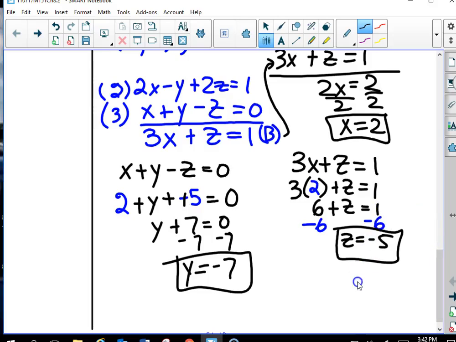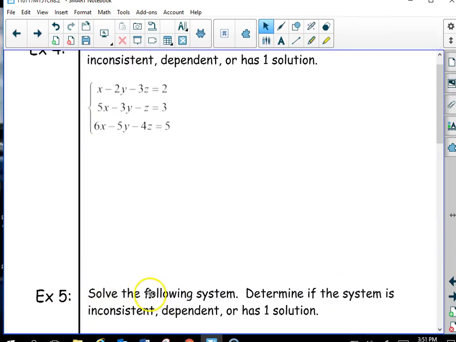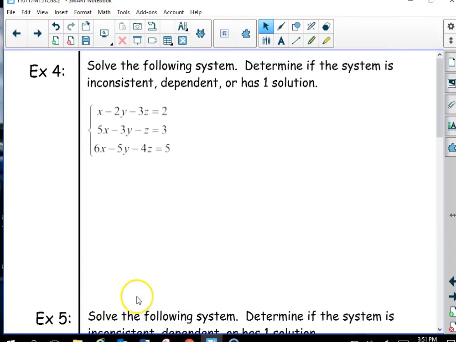x, y, and z. Okay, another system of three variables, three equations. Now this is pretty close to the way the quiz works. When they ask you this, you should probably expect that it's not going to have a solution. It's either going to be inconsistent or dependent, but let's see which one it is.